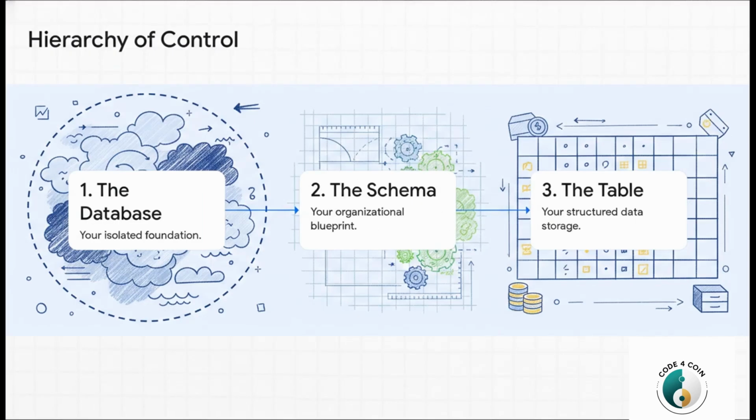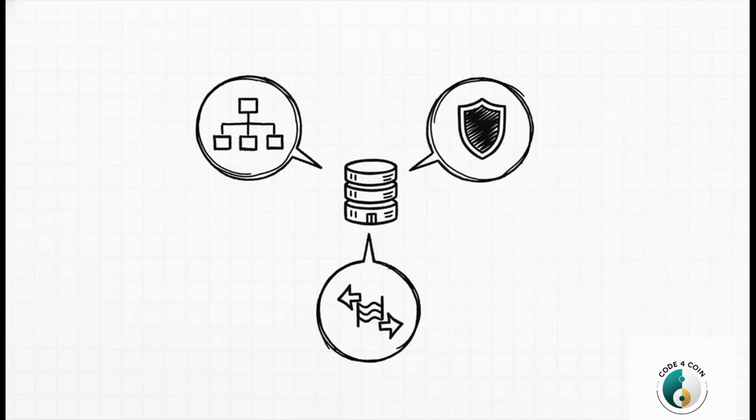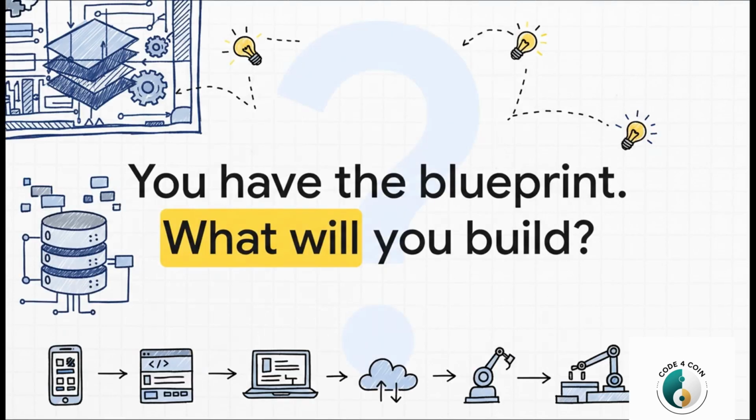What we really have here is a clear hierarchy of control. The database gives you that isolated foundation, the schema gives you the organizational blueprint, and the table gives you the structured storage for your data. Each level serves a really distinct and vital purpose. And this is the ultimate takeaway. This isn't just some abstract theory. This three-level structure is what allows developers to build really complex applications where data is managed logically, it's kept secure, and it's organized in a way that prevents different parts of the app from stepping on each other's toes. It's a simple but incredibly powerful blueprint for order.